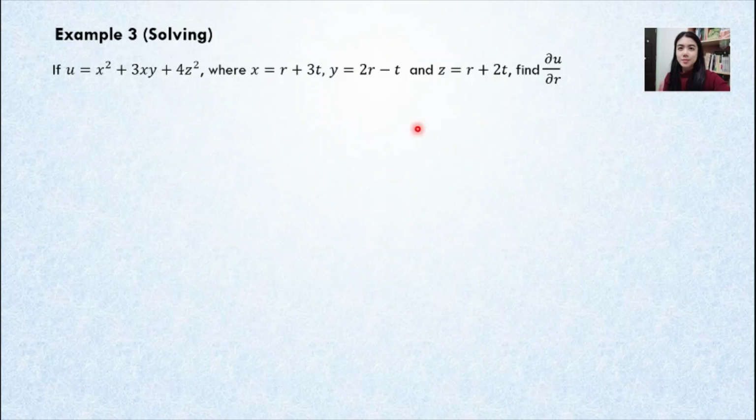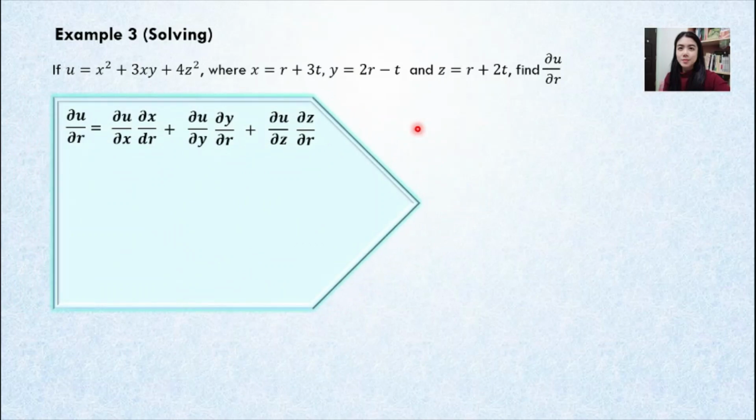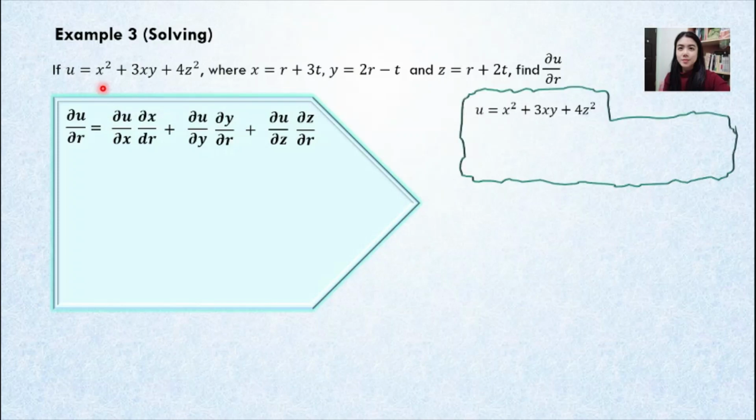Now we come to the solving part. We have known our formula of del u del r. The next thing is we need to find the first order partial derivatives. Let's go with del u del x first. You can obtain del u del x from the equation u. You treat the rest as constant, so you focus on the x. Differentiate x squared, and it gives you 2x. Differentiate x, you have 1, multiplied with the constant 3y, so we have 3y here. The constant gives you 0. So substitute here, and you have 2x plus 3y.